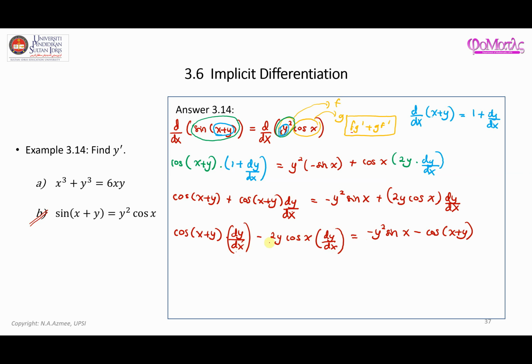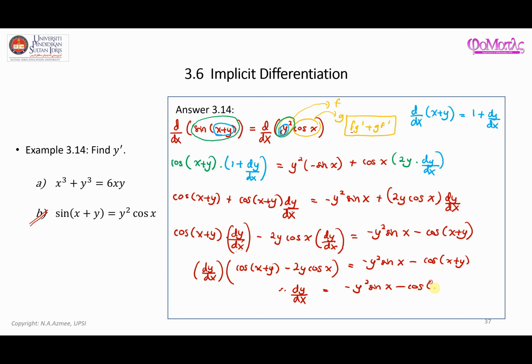Okay, as you can see that dy/dx can be factored out. So what we have is dy/dx times cosine x plus y minus 2y cosine of x, which is equal to negative y squared sine of x minus cosine of x plus y. And we can write down what dy/dx is. So therefore, dy/dx is just negative y squared sine x minus cosine of x plus y over negative 2y cosine of x plus cosine of x plus y.